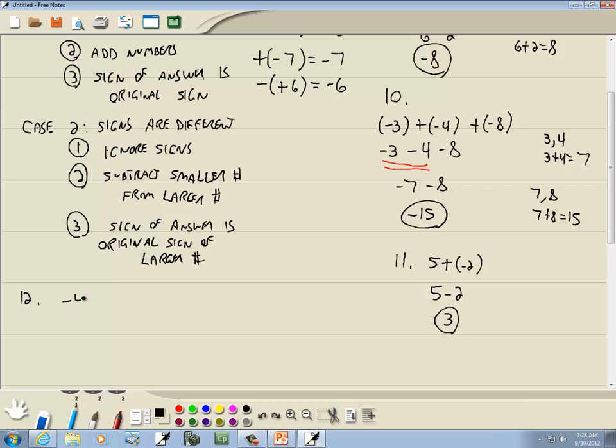Okay, so here we have negative 4 plus 12. This is case 2. Signs are different. One's negative, one's positive. This says we ignore the signs, so we got 4 and 12. Subtract a smaller number from a larger number. Well, 12 minus 4 gives us 8. Sign of the answer is the original sign of the larger number. My larger number was 12, which originally was positive. So our answer is going to be positive 8 or just 8.